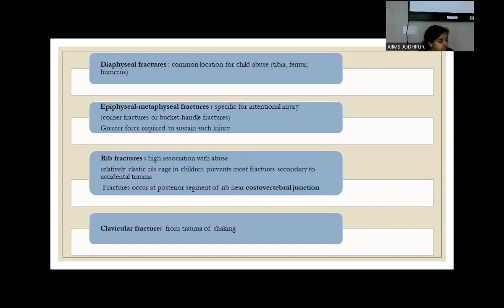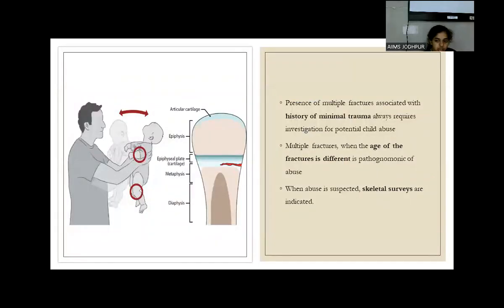children prevents most of the fractures that can occur due to accidental trauma. And the fractures in these patients are mostly near the costovertebral junction with the posterior segment of the rib. Even clavicular fracture in children can also occur from the trauma of shaking the child. When these children present to us with multiple fractures with a history of minimal trauma, it always raises a red flag, and requires investigation for potential child abuse. Multiple fractures when the age of the fractures is different is also pathognomonic for child abuse. And when this is suspected, a skeletal survey is always indicated in these patients.